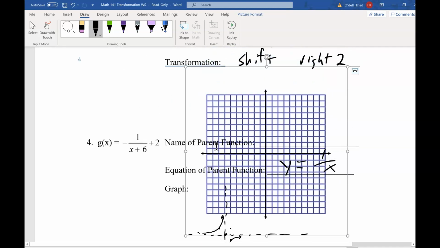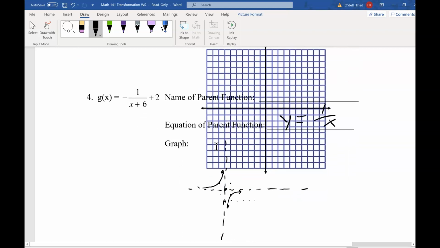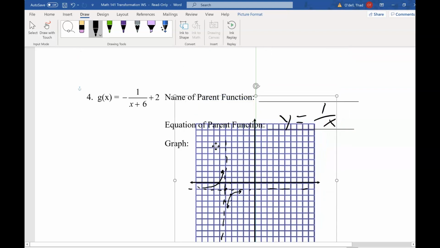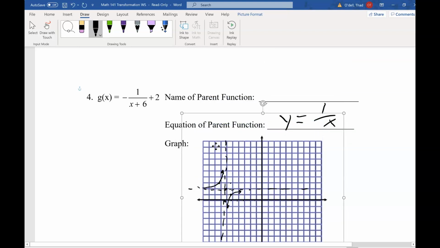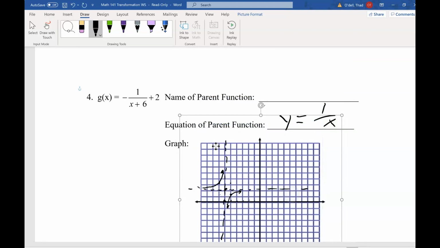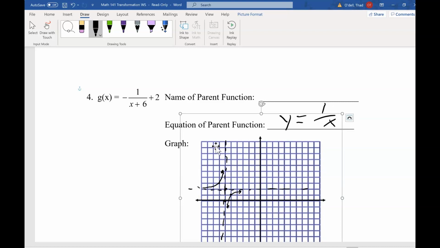Whoops, I didn't mean to do that. Huh. C over 6. Fixed it.